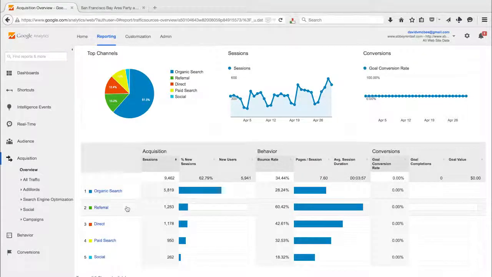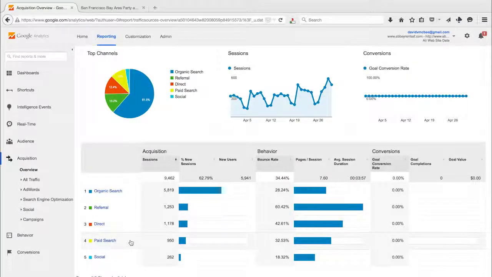Next, you have referral traffic. That means that they clicked a link from somewhere other than Google. This could be a link in a news article or on another website, but it's most often a click on a banner ad somewhere. Direct traffic comes from visitors who knew the website's URL and typed it in the address bar on their browsers and went directly to the site.